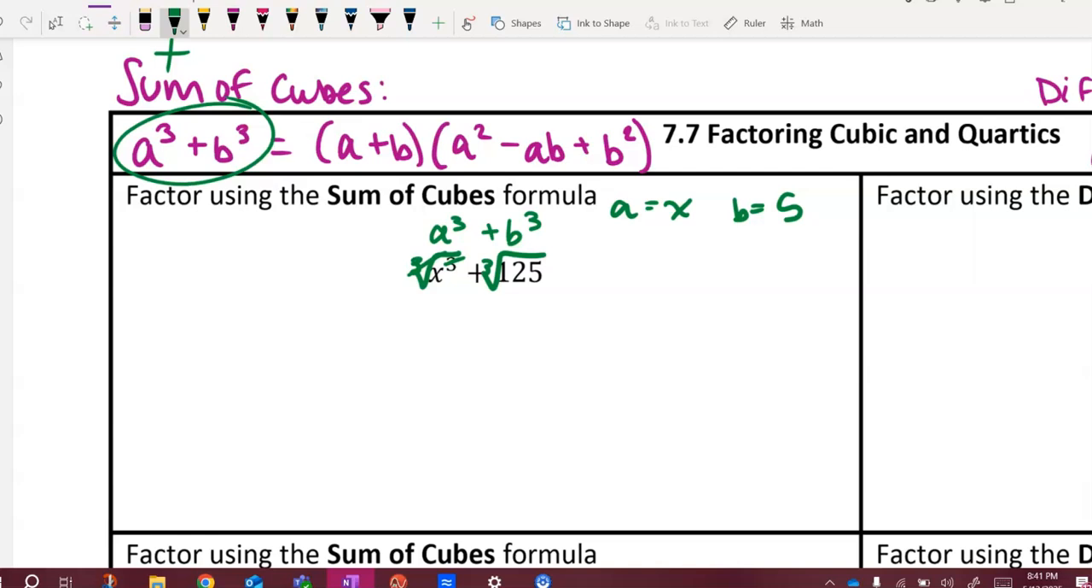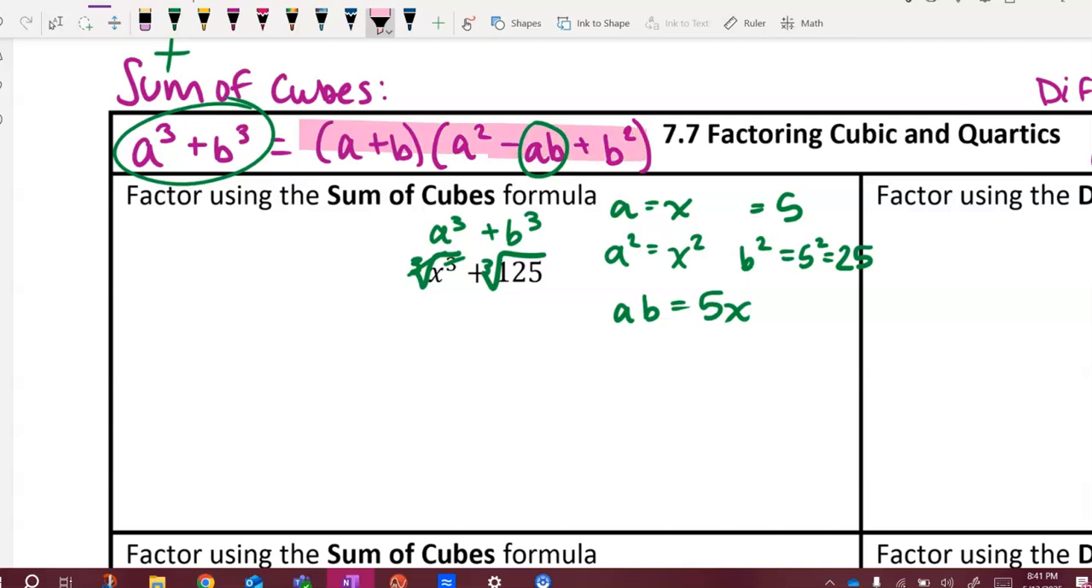Now, our formula also asks for a squared. So if we were to square a, which is x, we would get x squared. If we were to square b, we would get 5 squared, which is 25. The last thing we need is right here in the middle, a times b. So we're looking at a right here and b right here. What's x times 5? 5x. So we're going to use all these numbers to write our formula out nice and pretty, just the way the formula calls for right here.